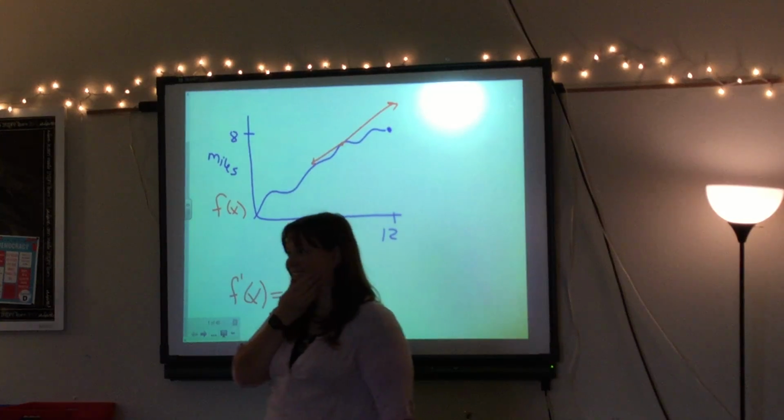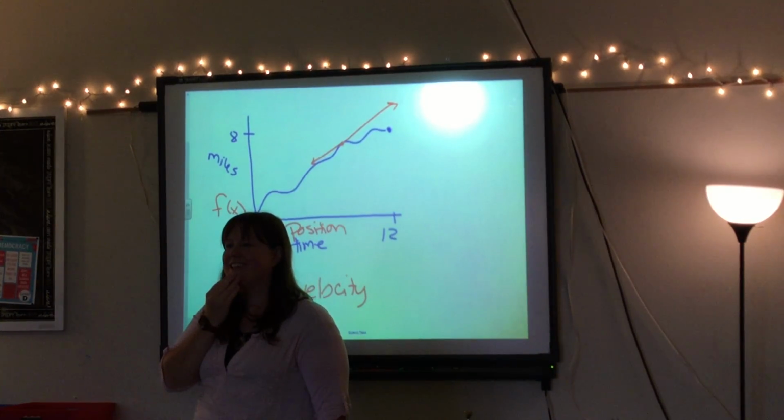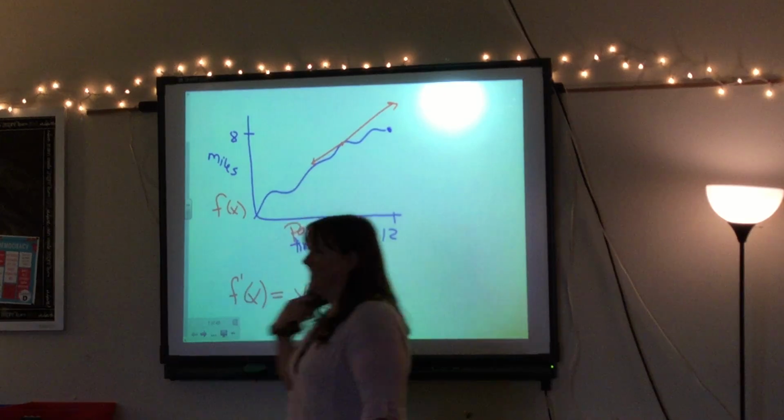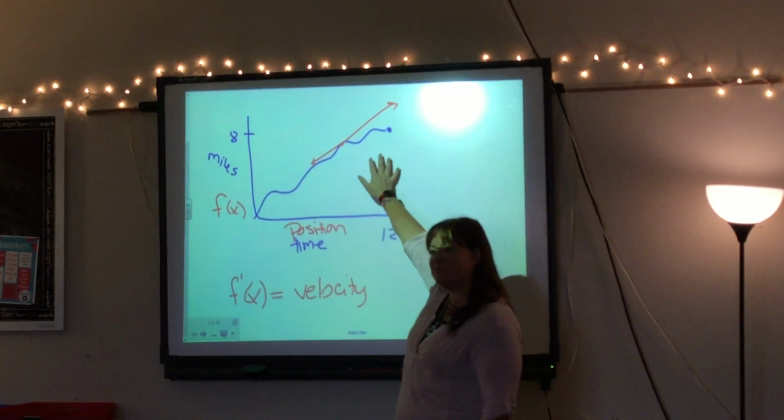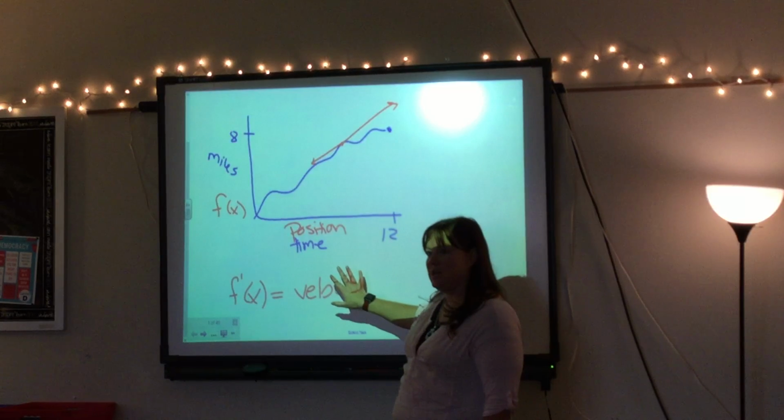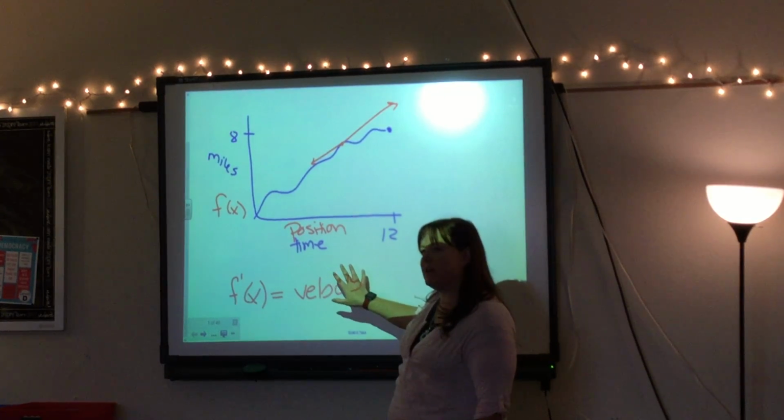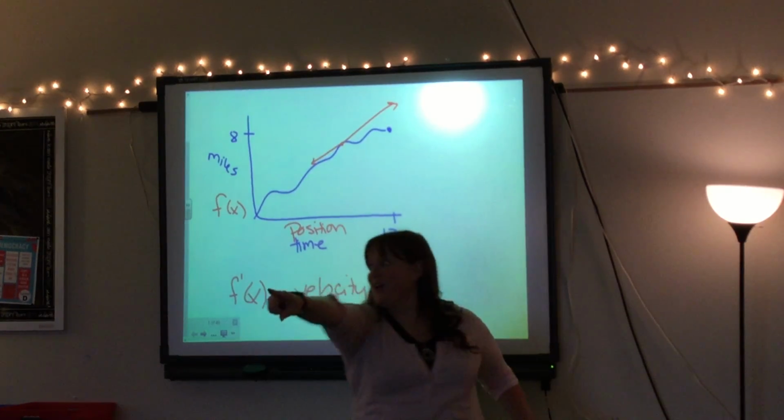So you just do it twice. Instantaneous rate of change of position is velocity. But what would I call it when I say how fast is my velocity changing? What is that called? Acceleration.